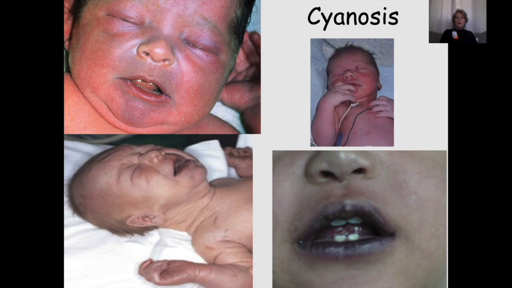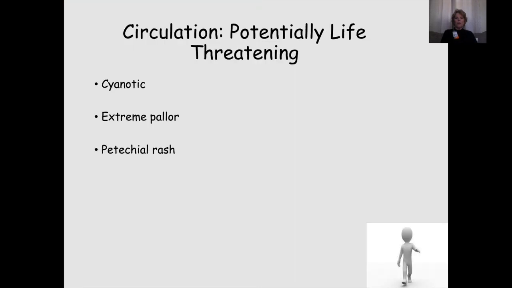Here's some evidence of cyanosis. And you'll notice on the top left of this baby, if you look at what I call a mustache in the beard area, it's discolored, and oftentimes you'll see that color start to change before he has real circumoral cyanosis or central cyanosis. So that is something to also look for. Certainly if they have extreme pallor, if they have this petechial rash, if they are cyanotic, those are potentially life-threatening situations, and you need to get the appropriate help.